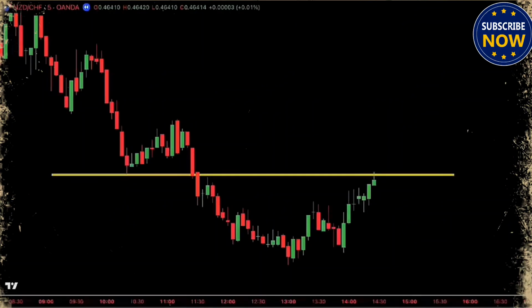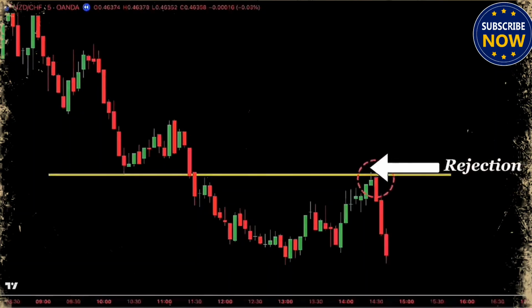This is where we focus our attention, because this level becomes a reference point to identify the end of the retracement. As price reaches this resistance level, we start looking for signs that sellers are stepping in again. And as you can see in this example, the market reacts at this level, gets rejected, and then continues moving downward. This marks the beginning of the next impulsive move.